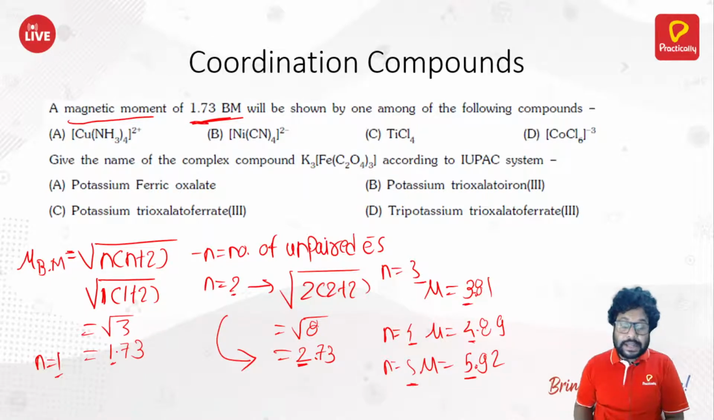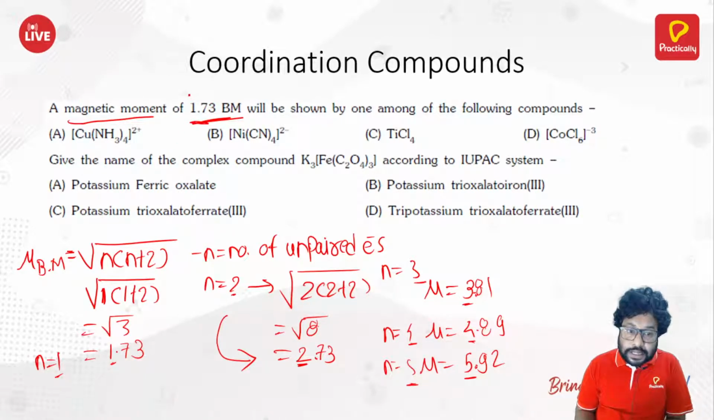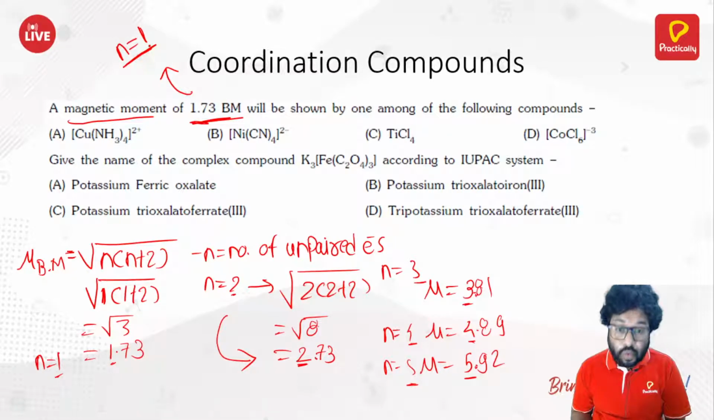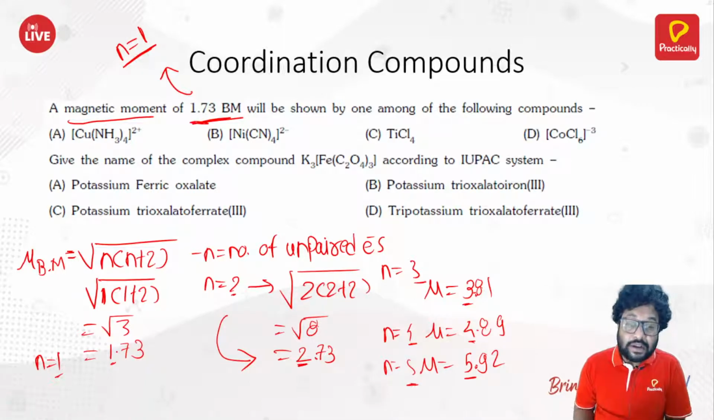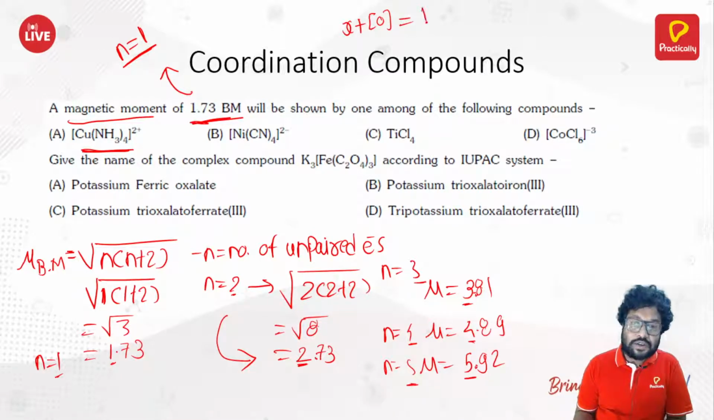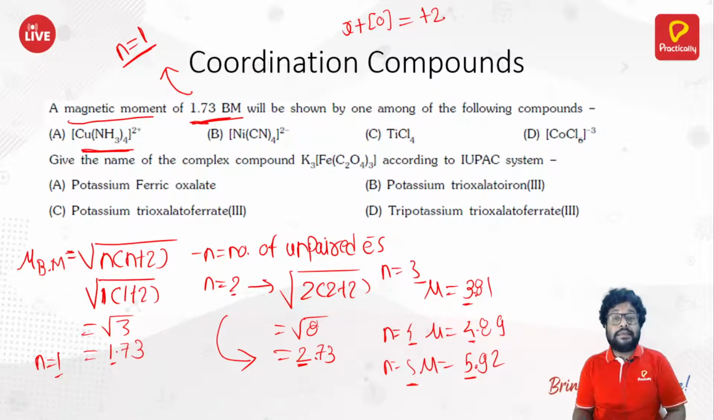Now in this particular case, your magnetic moment is 1.73 BM, which corresponds to the compound having only a single unpaired electron, n equal to 1. So we need to find out which compound is having one unpaired electron. Okay, so Cu(NH3)4 2 plus. If you find out the oxidation state of copper, ammonia does not have a negative or positive charge. It's a neutral ligand. So x plus 0 is equal to the charge on the complex, which is plus 2. So copper is in a plus 2.